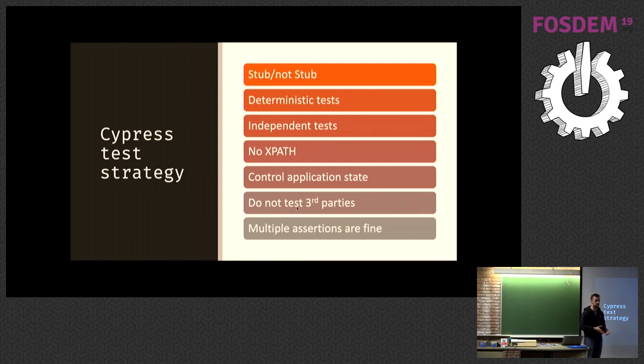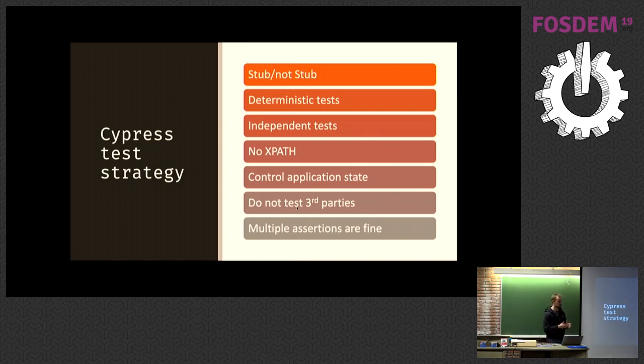Common strategies with Cypress: you have to define whether you want to stub the backend or not, whether you want to test completely end to end, or use API tests. What I do is have a few smoke tests which are completely end to end, not mocked, not stubbed, and the rest I stub out or mock out.